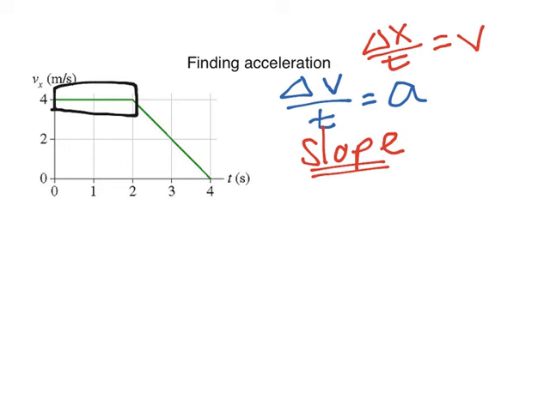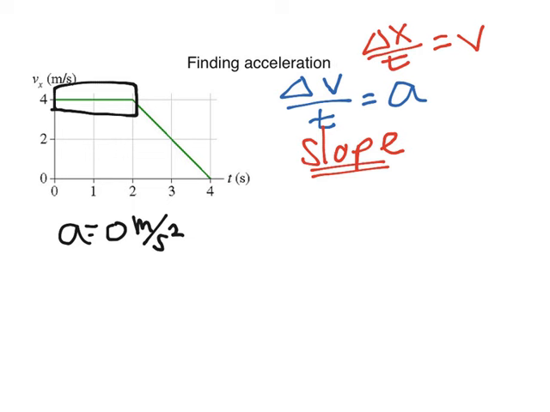So we want to find the slope of this section between 0 and 2 seconds. Hopefully you can look at that and say, oh wow, there is no slope, which makes sense. Right here, our acceleration is going to be 0 meters per second cubed. Now maybe you're wondering how I got those units.